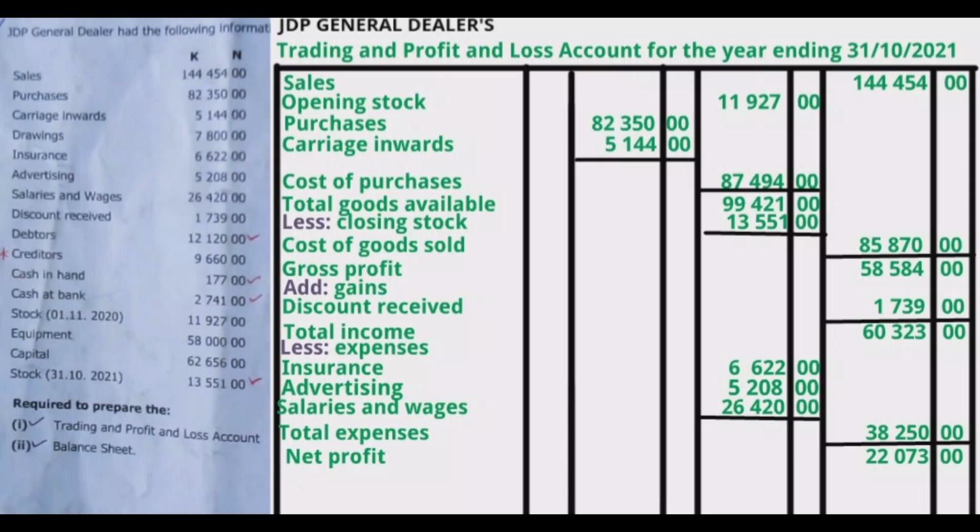So basically this is the trading and profit and loss account for the year ending 31 October 2021 for JDP General Dealers. If you have questions, I'll be glad to respond to them in the comment section. Basically this is what you are supposed to do.